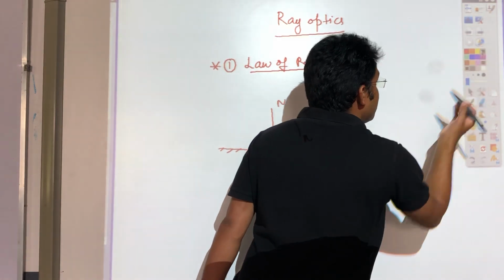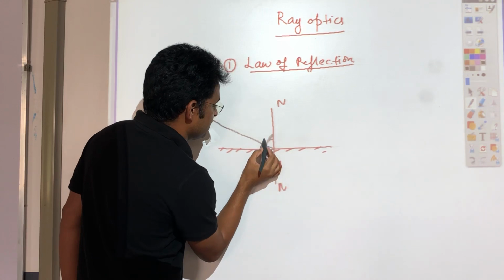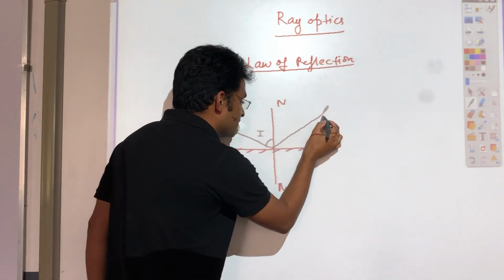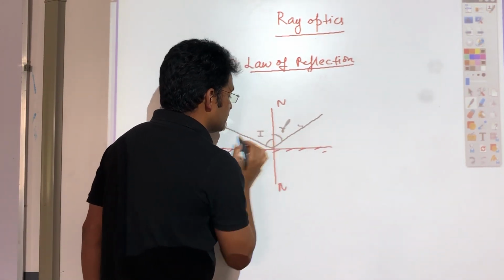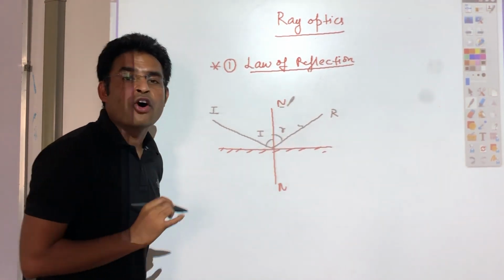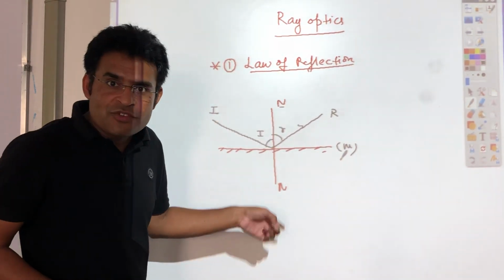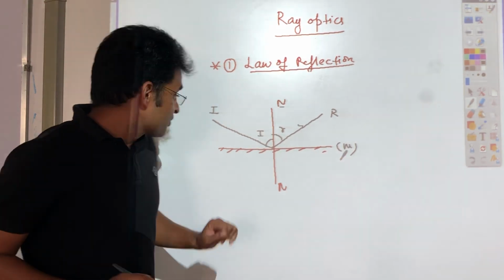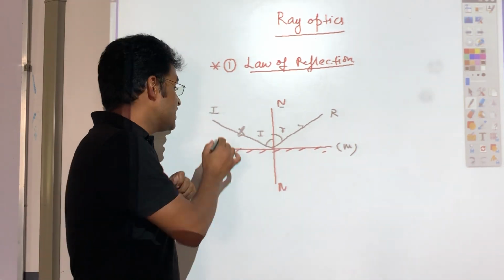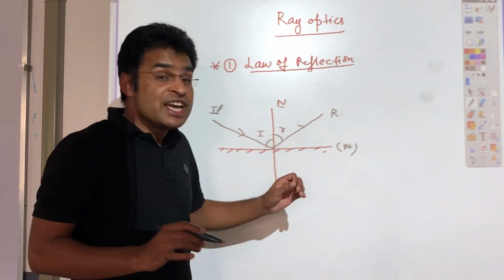If a light ray strikes at an angle, let's say this angle is I, and the light ray will reflect back like this. This angle is R. This is called the incident ray, this one is called the reflected ray, and this one is called the normal. Perpendicular to the mirror, whatever line is there, that is called the normal. Whatever light ray is striking the surface is called the incident ray, and whatever light ray is reflecting from the surface we call the reflected ray.